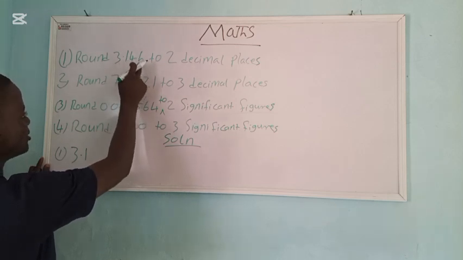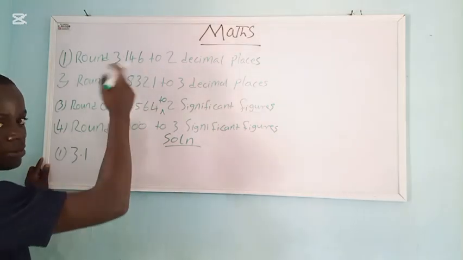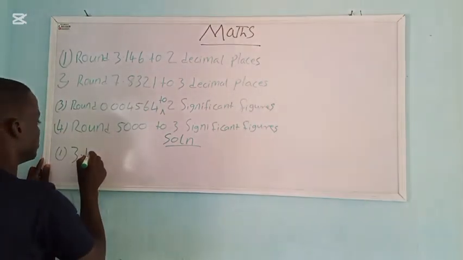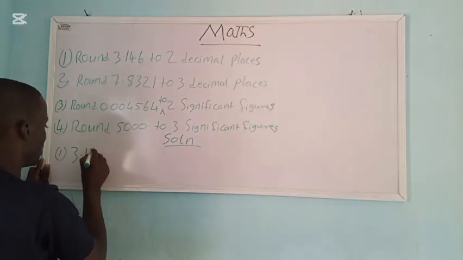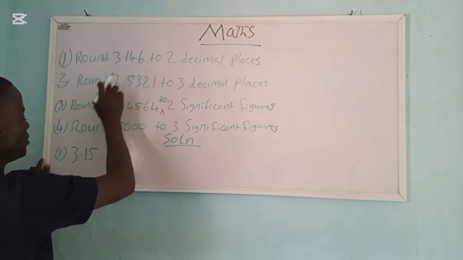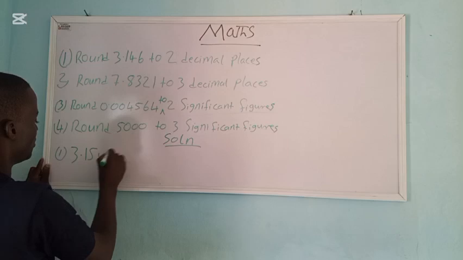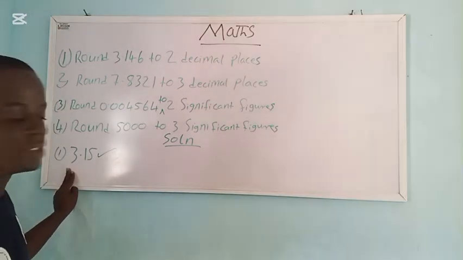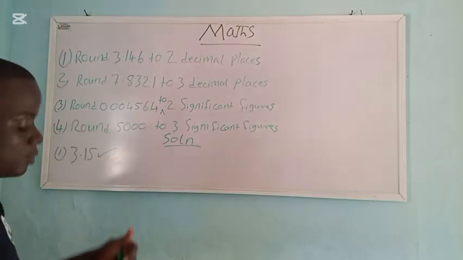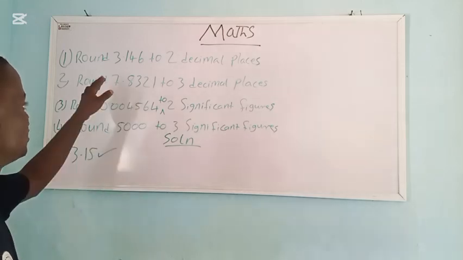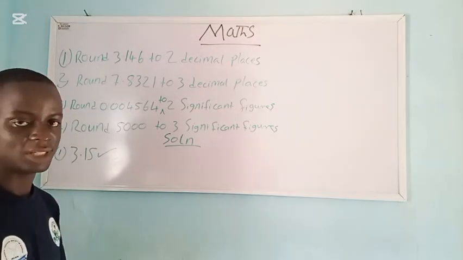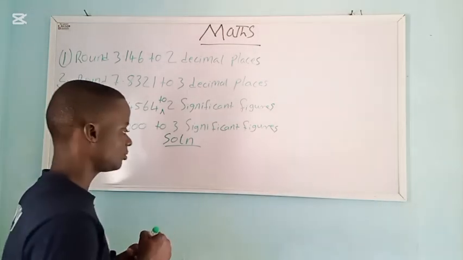Since this is to round up, it's not to round down. So we'll put 5. We'll round up the 6 and join it to the 4. It will become 5. So this is the answer for number 1: 3.15. If you want to round it to two decimal places.